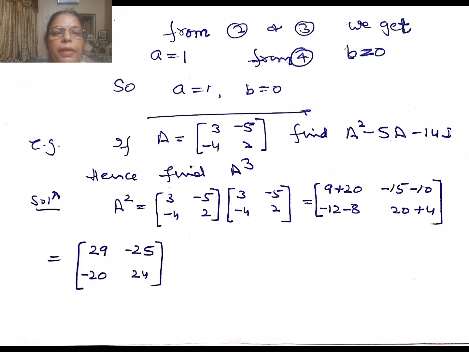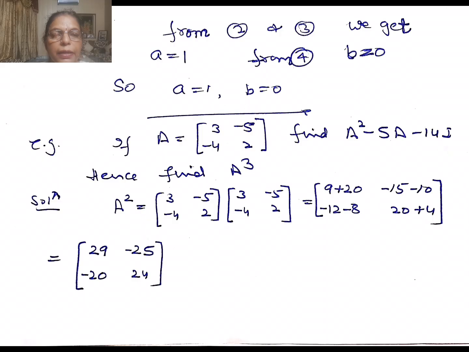And next example, we are given A is equal to [3, -5; -4, 2], and we want to find the value of A squared minus 5A minus 14I, and hence find A cubed. Now first calculate A squared. A squared is equal to [3, -5; -4, 2] into [3, -5; -4, 2].